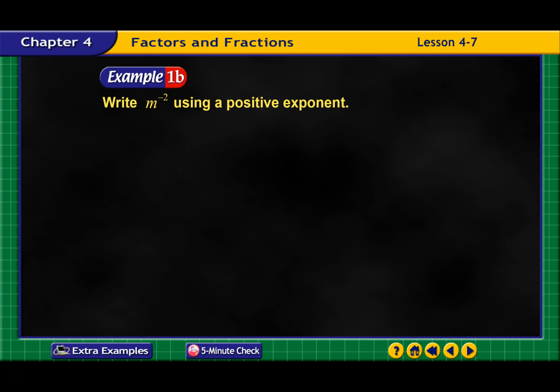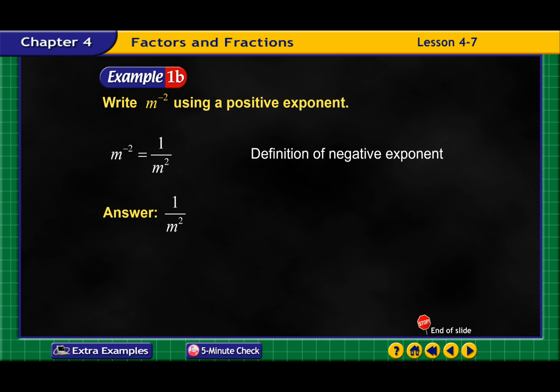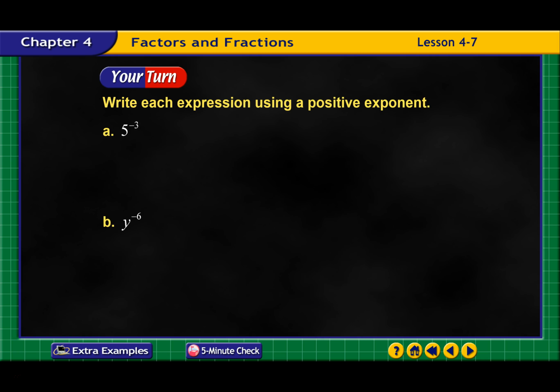Right, write m to the negative second as a positive exponent. So we don't want the negative exponent in there. So we're going to use that definition of negative exponents to convert it to positive, as the denominator under 1. So there's our answer. All right, try these in your notes. Go.